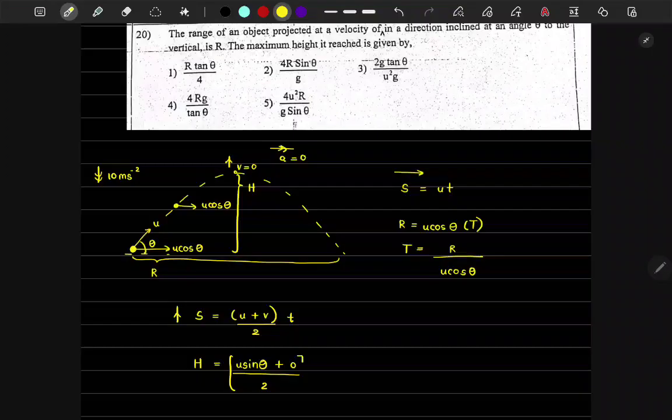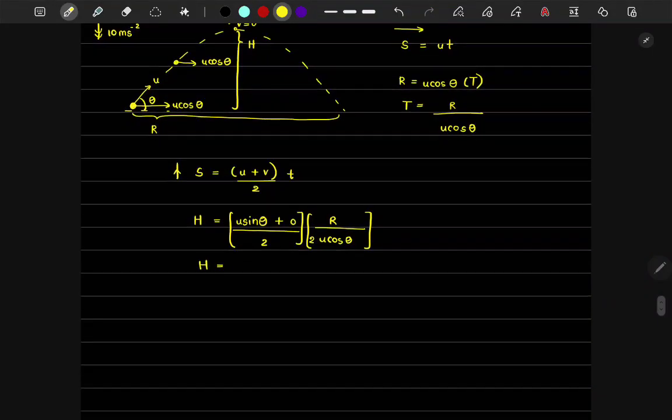And divided by 2, and the time taken is t over 2, which is r over u cos theta into 2. So if I simplify this, I get h equals r. Can cut u and u here. Here the 0 is not significant. So h equals r divided by 4 tan theta.